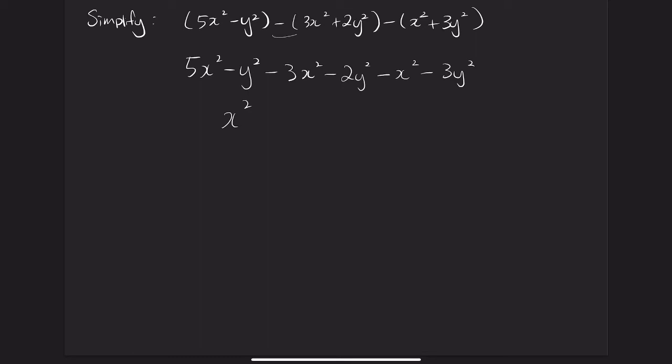And then with the y² terms, I have −y² − 2y² − 3y². So minus 1 minus 2 minus 3, that's −6y². And that's it.